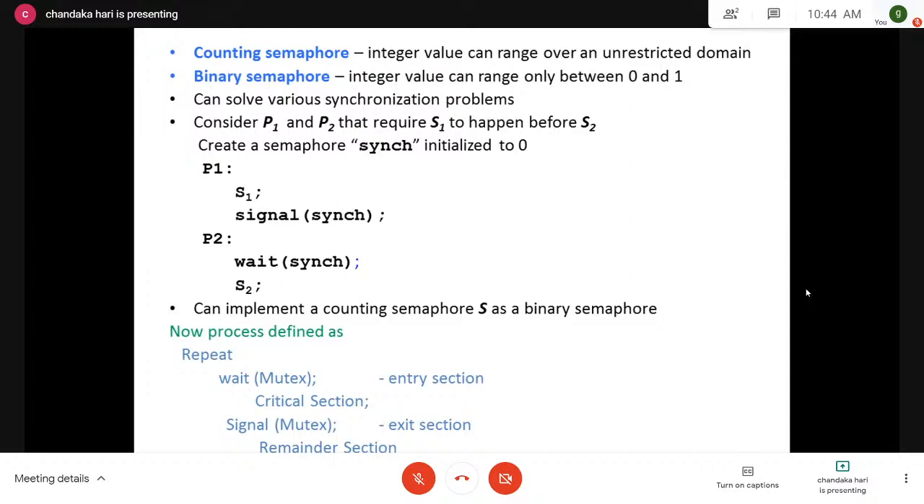and once this particular semaphore has been successfully allocated for me, I am going to enter into the critical section. Immediately after my critical section, I need to release this particular semaphore variable. The release is going to be done by using signal.